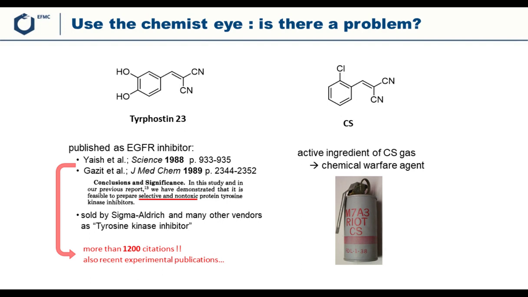Again, as a chemist, please use your experience. Please use the chemist's eye to see whether the structure raises a flag. This is another example of a compound called tyrphostin 23, which was reported as an EGFR inhibitor quite a while back. It is still actually sold by several vendors, including Sigma Aldrich, and there are more than 1,200 citations, including recent ones, which use this compound as a kinase inhibitor. Now, when you look at this structure, you should ask yourself, can this be real? And it's actually very close to the structure of one of the ingredients of tear gas. And you should ask yourself, well, can this actually be a specific inhibitor?